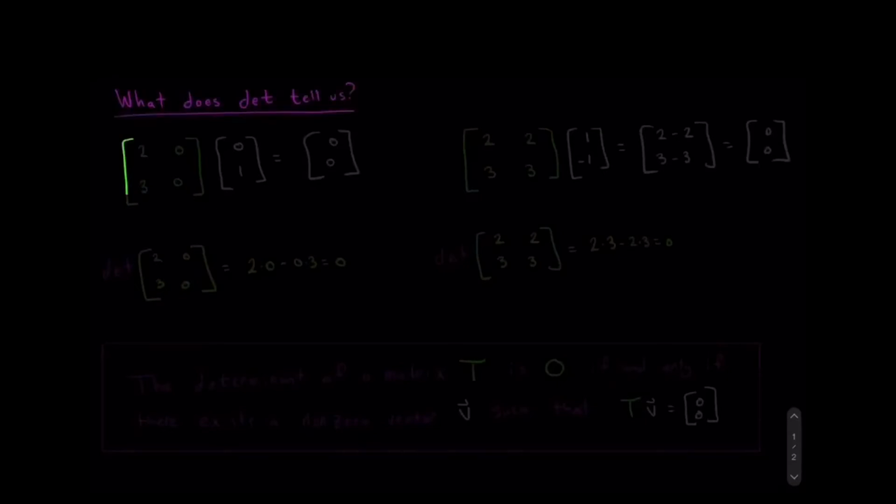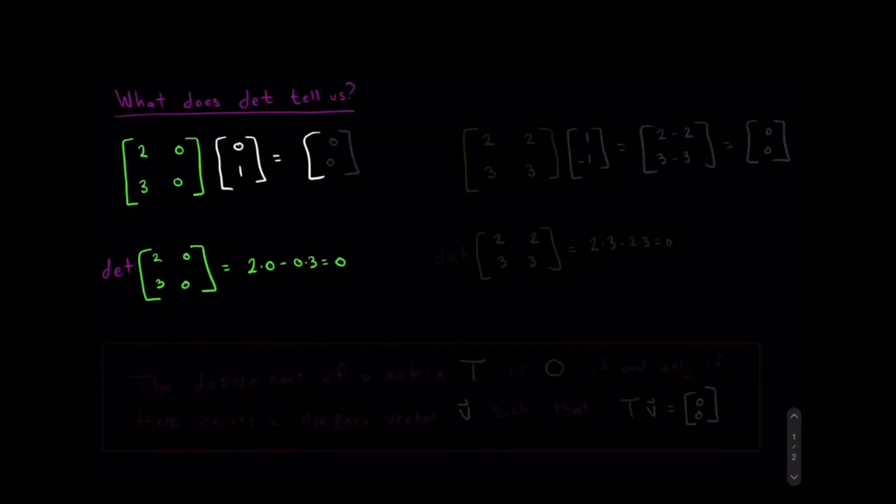So what's actually the point of a determinant? We're going to see how it's going to help us in the case of eigenvalues and eigenvectors. So let's look at this matrix 2, 3, 0, 0, and let's compute its determinant. And we get 0. And let's also point something else out. If we act on it by the vector 0, 1, we end up getting a 0 vector.